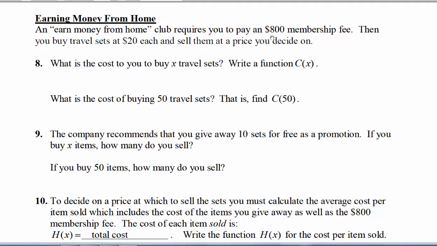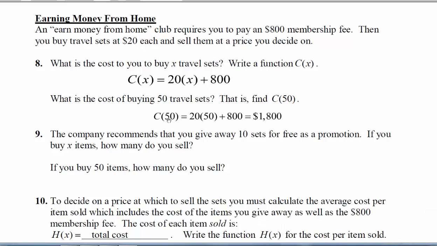Well, if we think about it, if we pay $800 plus $20 per X number of sets, right, the greater X is, the greater our cost will be, our function is going to look something like this. So we have C of X equals 20 times the number of kits, or X kits, plus the $800 membership fee. It says, what is the cost to buy 50 sets? Well, we're going to replace the X with 50. So C of 50 would be the 20 times the 50 plus the 800 to give me $1,800.